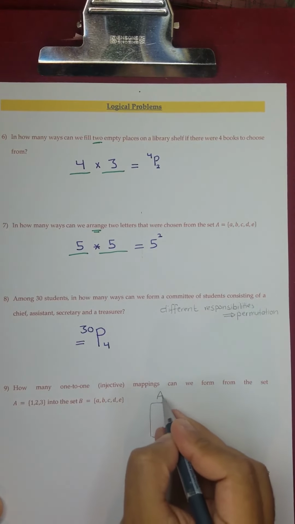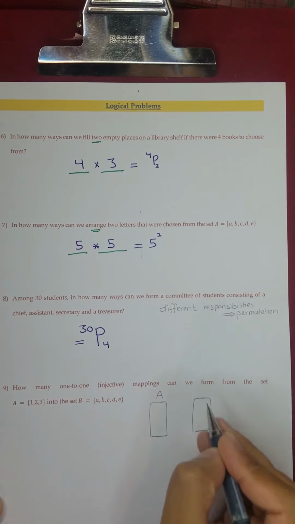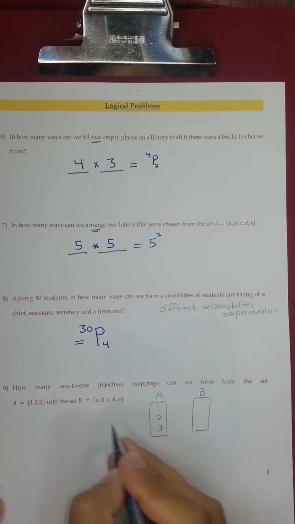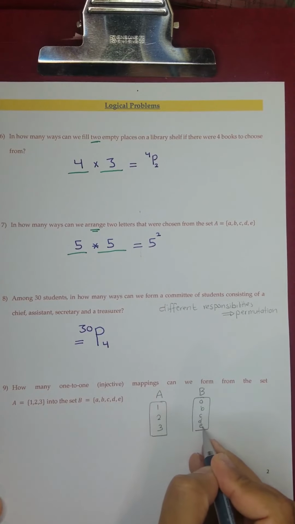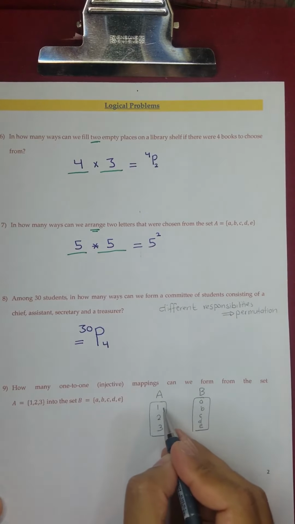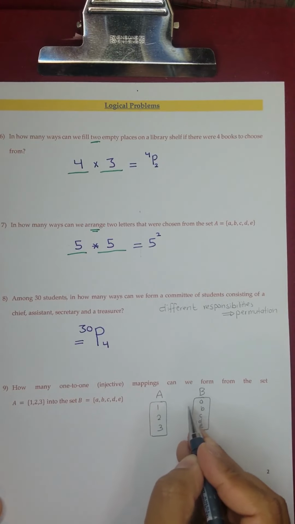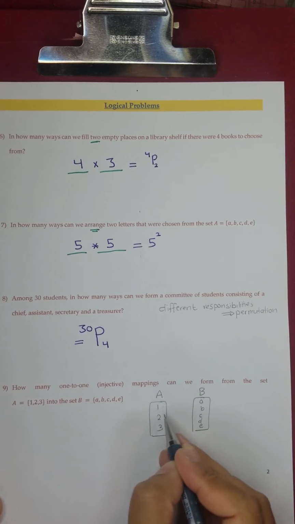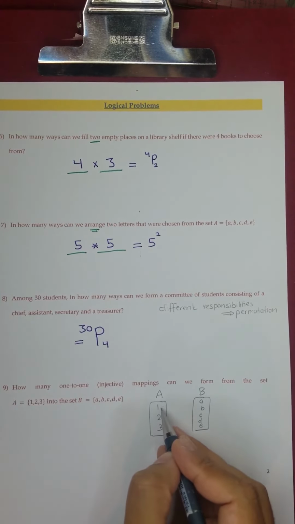Mapping is when we have 2 sets. This is A, and this is B. In A, we have 1, 2, 3. In B, you have A, B, C, D, and E. And in mapping, we draw arrows from here to here. The most important thing is that each one of these numbers should have an arrow next to it. So we have to draw an arrow from each one of them. And it should be only one arrow.